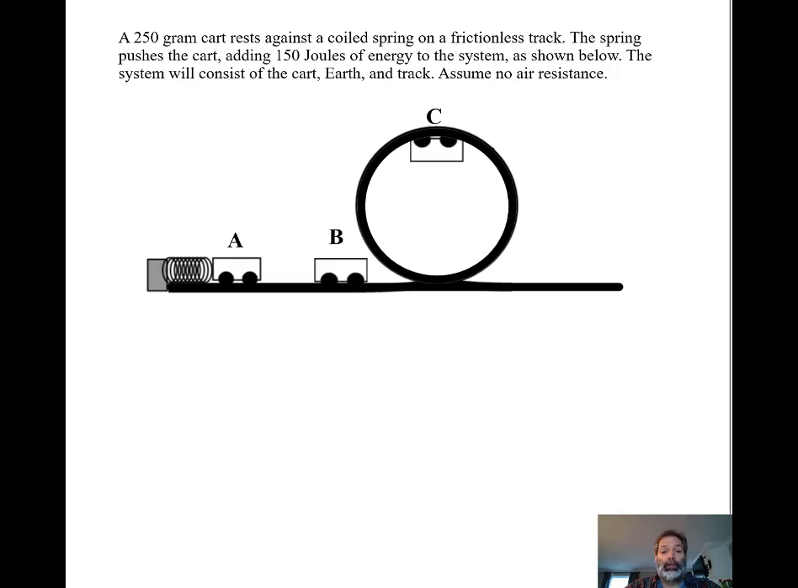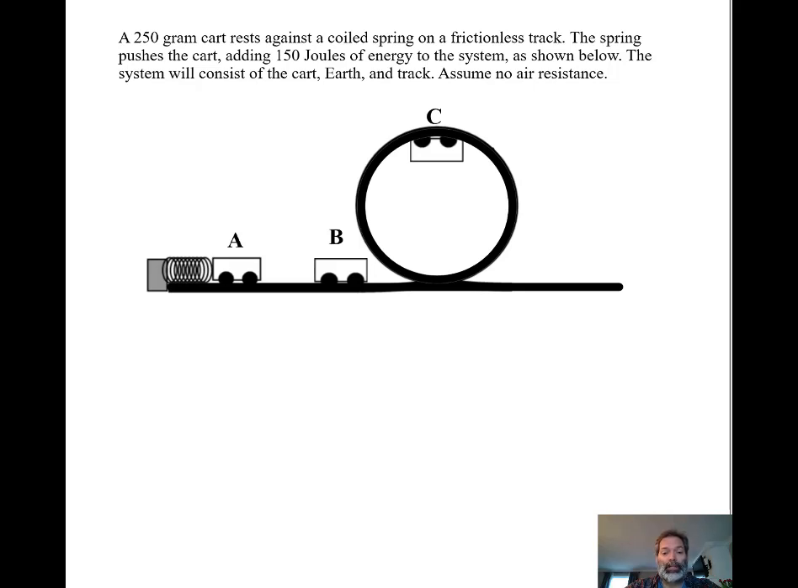Ladies and gentlemen, in this short video, we're going to look at how to solve problems using the conservation of energy equation. For this example, I have a cart at rest against a coiled spring on a frictionless track. The spring pushes on the cart, adding 150 units of energy, joules of energy, into the system as shown.